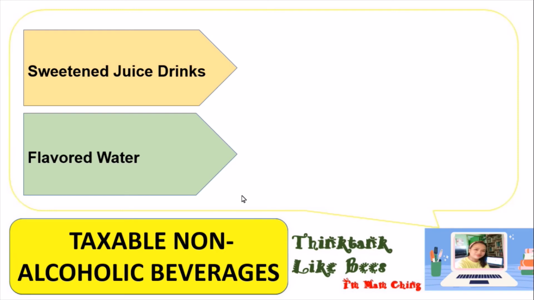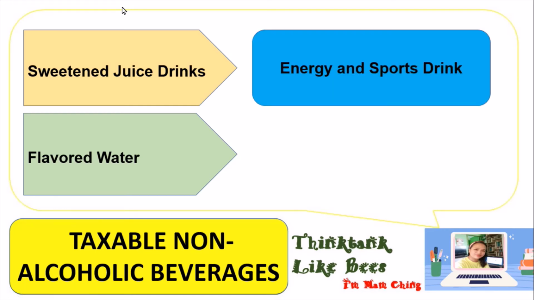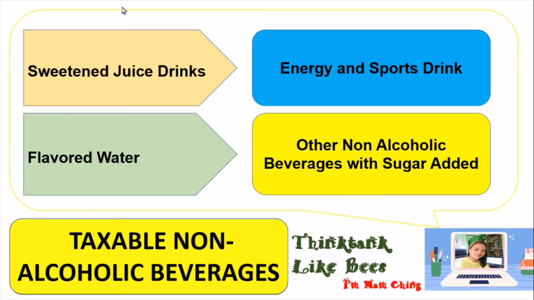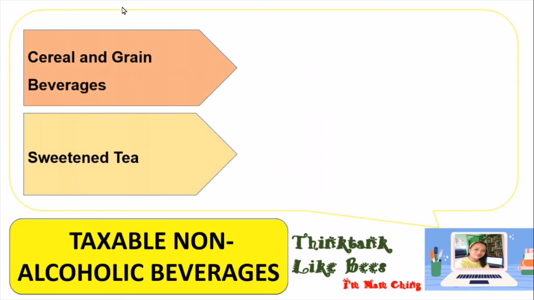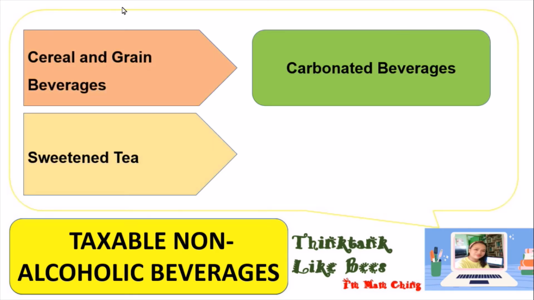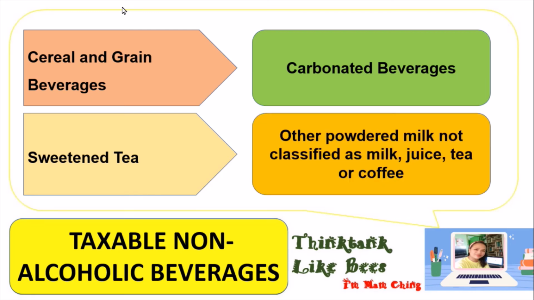Next is the taxable non-alcoholic beverages. Examples are sweetened juice drinks, energy and sports drinks, flavored water, and other non-alcoholic beverages with sugar added. Then we have the cereal and grain beverages. We also have carbonated beverages. We have sweetened tea and other powdered milk not classified as milk, juice, tea, or coffee. That's an example of non-alcoholic beverages.